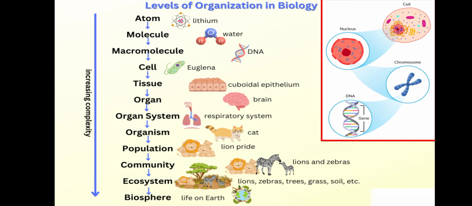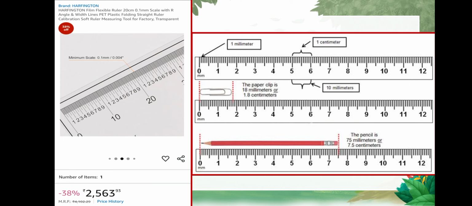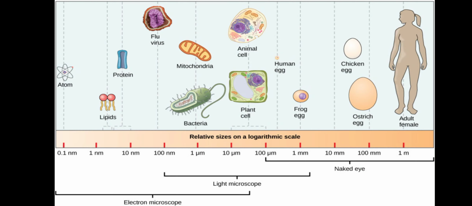So, talking about the question, the levels of organization in biology form an increasing complexity hierarchy, isn't it? The smallest is the atom, then molecule, macromolecule, cells, tissue, organ system, organism, and so on, in increasing levels of size. You must have seen the scales, and you must know what a centimeter is, what a millimeter is. In the scale, the lines 1 2 3 4 5 6 7 that you see, that is a centimeter, isn't it?